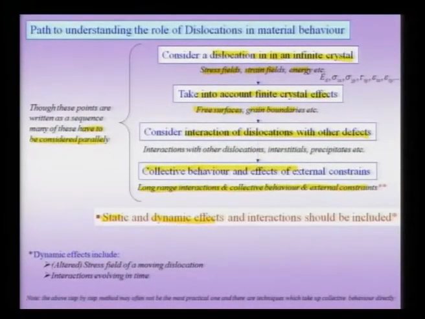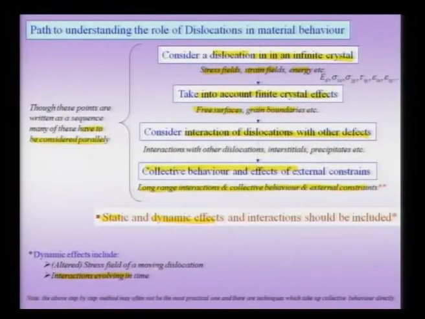Not only do we need to consider static dislocations, but we also need to take into account dynamic effects, and that is a very important thing. For instance, a moving dislocation has an altered stress field with respect to a static dislocation, and suppose the velocity of the dislocation increases and starts to approach the speed of sound in the material, which is the shear wave velocity in the material, then there are serious dynamic effects which cannot be ignored. And these dynamic effects are also evolving in time obviously, and this makes the problem very complicated.